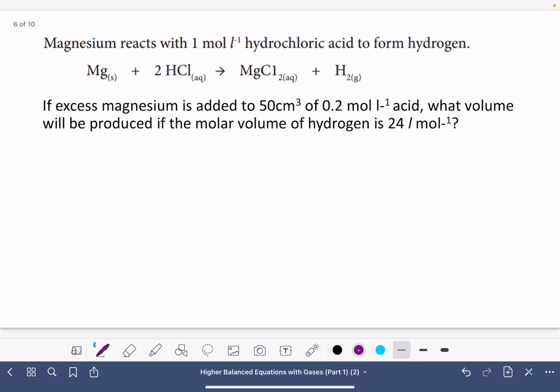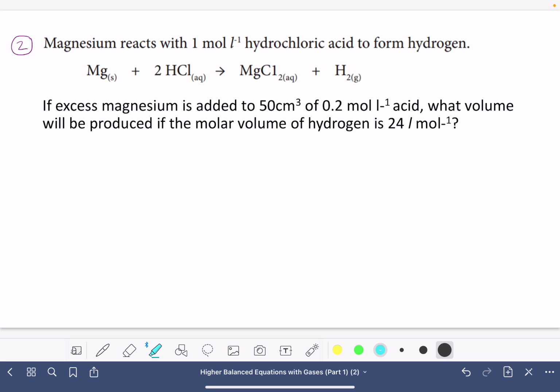Let's look at example 2. Magnesium reacts with 1 mole per litre hydrochloric acid to form hydrogen. Here's the balanced equation. If excess magnesium is added to 50 centimetre cubed of 0.2 mole per litre acid, what volume would be produced if the molar volume of hydrogen is 24 litres per mole? Let's just use our highlighter to make sure that we know what information we need from the question.